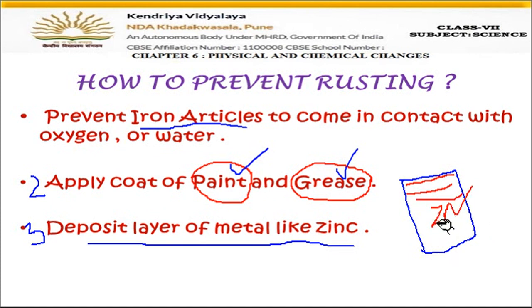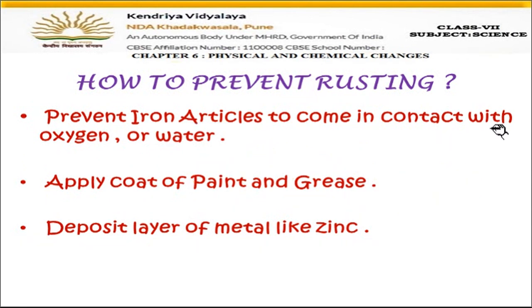Zinc is another metal, but zinc reacts less with air. So this iron object will be completely coated with zinc. We apply a liquid coat of zinc on iron, as we painted; in the same way, a zinc coating will be given on iron. So these are the methods by which we can prevent rusting. First, stop the contact of iron articles with oxygen and water. Then we can use paint and grease on the iron objects. And third is to give a layer of zinc on it.